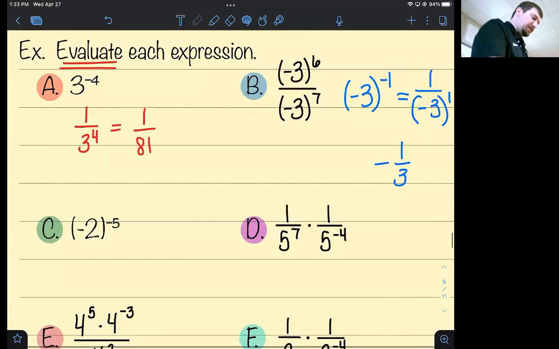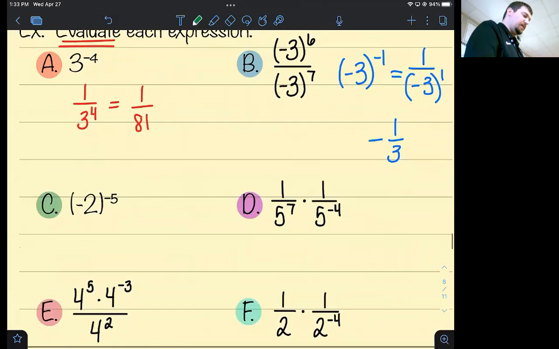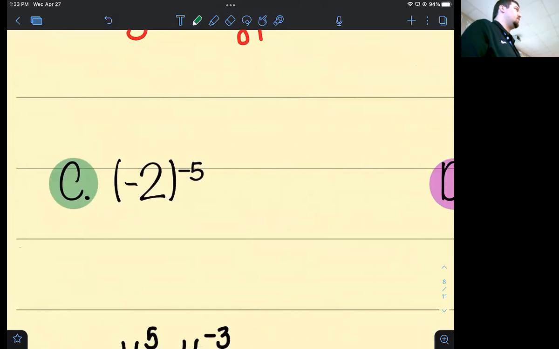All right, example C. -2 to the -5th. Let's start with the reciprocal first. What's that the same as? -2 to the -5th is the same as what? I've already heard from you, Alex, but I haven't heard from Emerson yet. What's that the same as, Emerson? Oh, I don't want an answer yet. I just want you to give me the reciprocal. What would be the reciprocal of this?